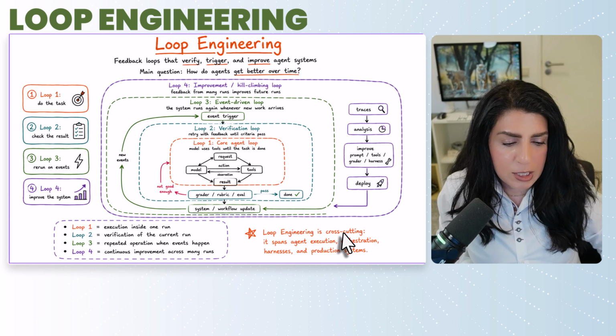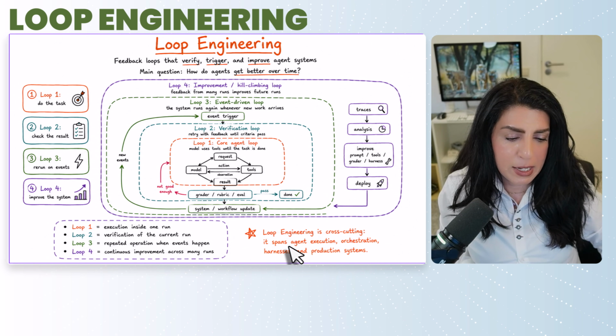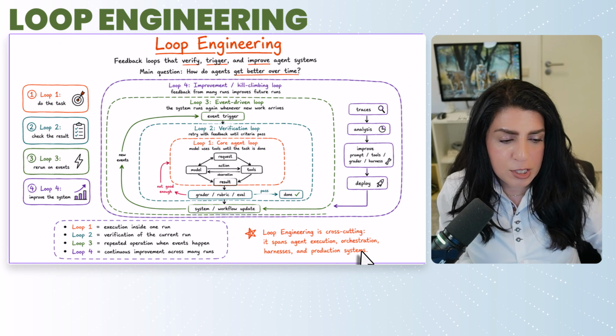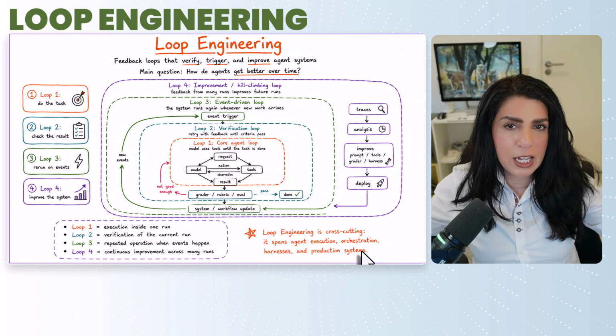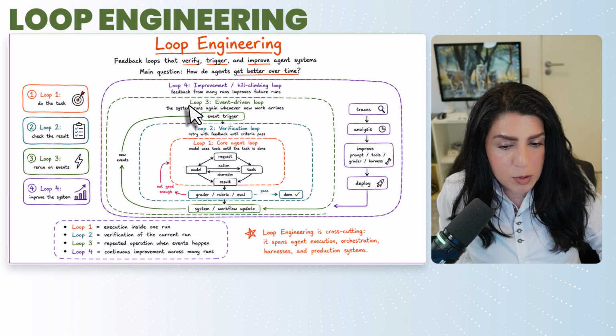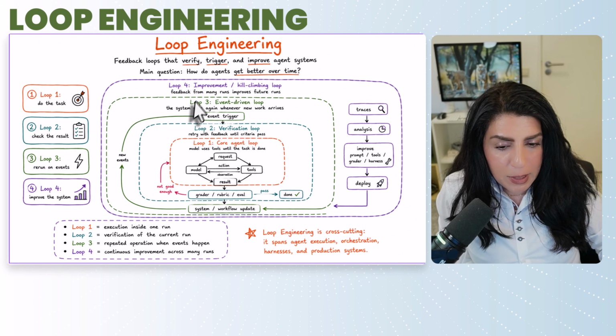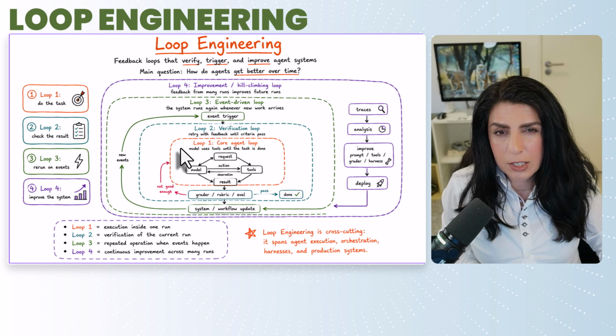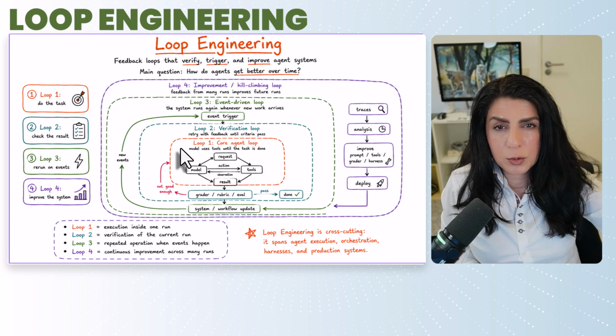So loop engineering is more cross-cutting. It spans agent execution, orchestration, harness, production system, everything, where you want to have this feedback loop everywhere. So you can see that they can also work together and get back to each of the internal or previous loops. It's a kind of hierarchy from very detailed to very high level.